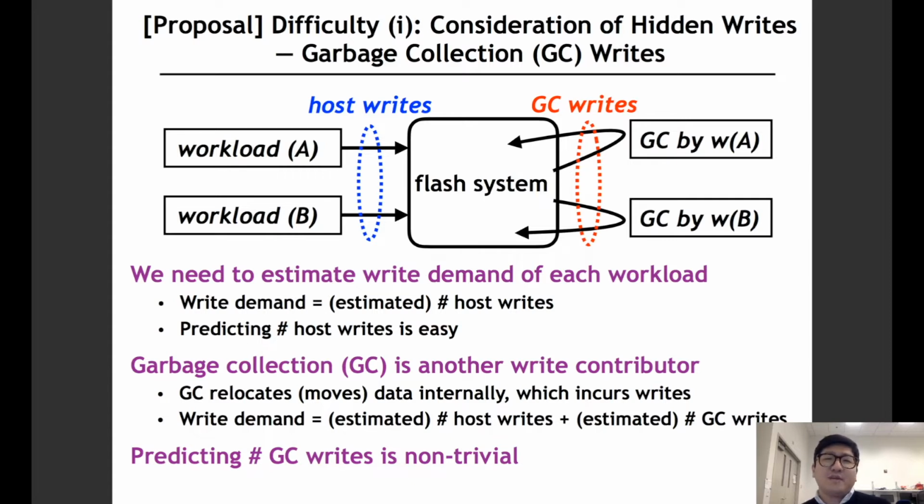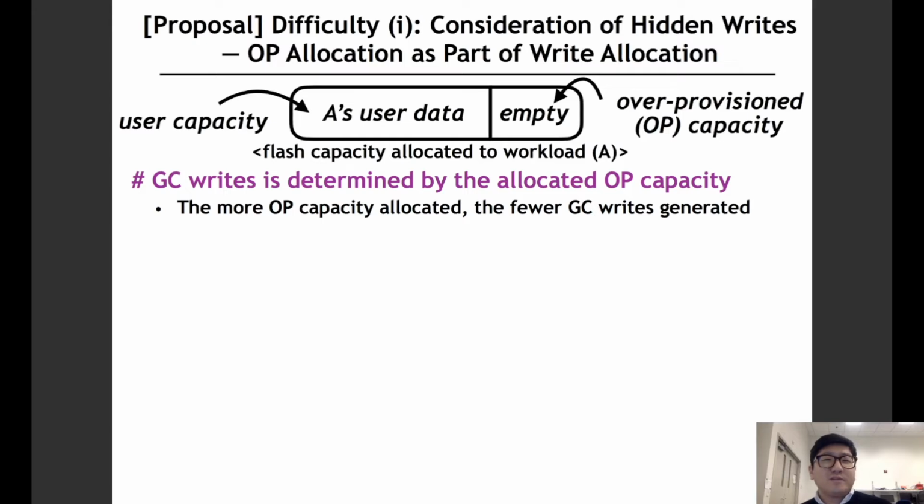Unfortunately, predicting the number of GC writes is non-trivial. This is because the number of GC writes a workload generates is determined by its allocated over-provisioned capacity. This figure illustrates the flash capacity allocated to workload A. In addition to the user capacity where workload A's user data are stored, an additional empty space called over-provisioned capacity is also allocated. Here, the more OP capacity is allocated, the fewer GC writes the workload generates.